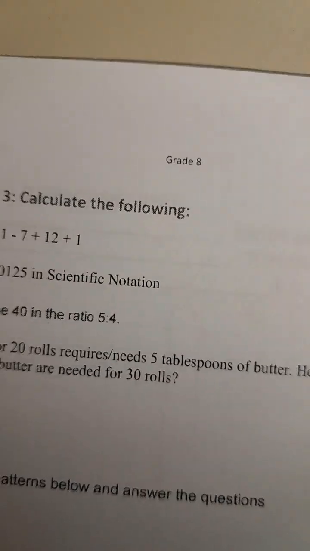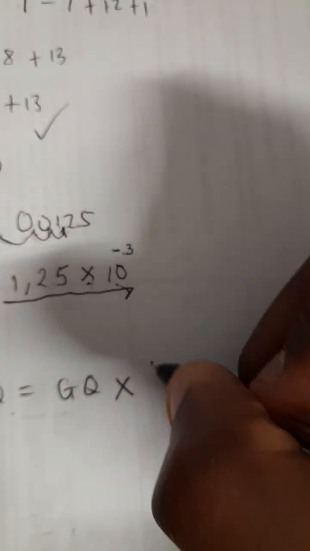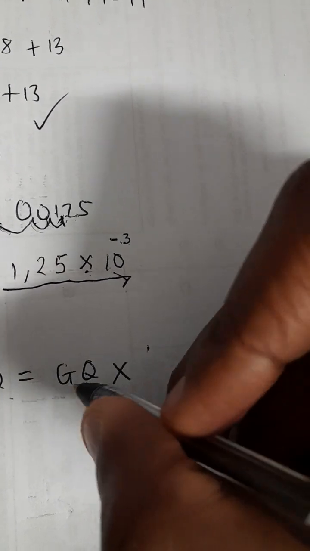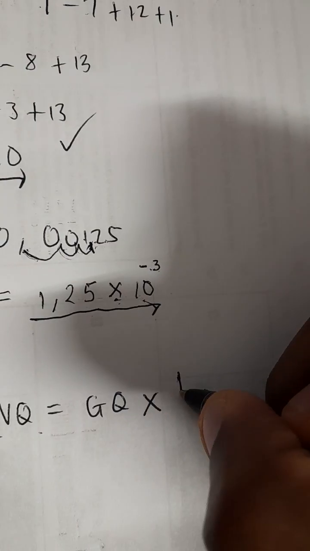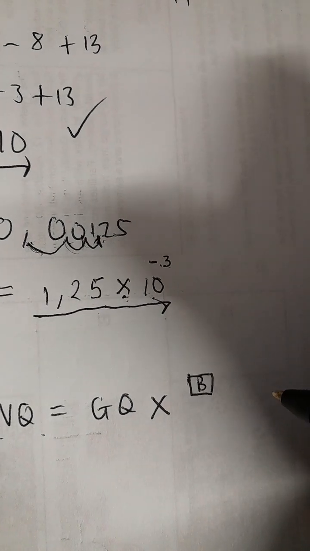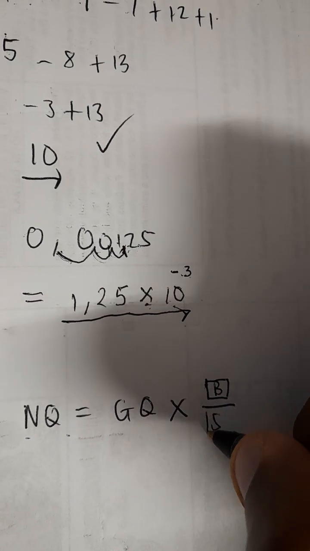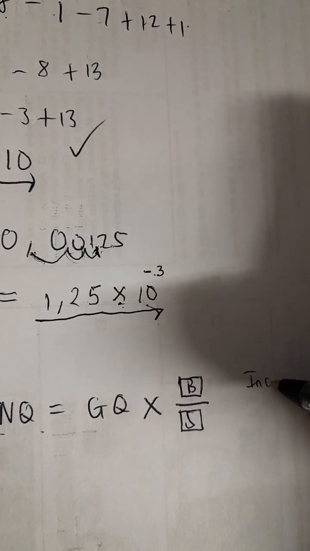now since the question says increase, this ratio 5:4, we can write it as a fraction. We break the ratio up into a fraction in this way. If the question says increase, then in the numerator you are going to write the big number of the ratio, and in the denominator you write the small number of the ratio, because the question says increase.